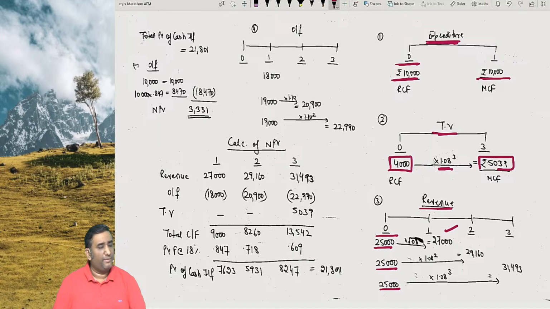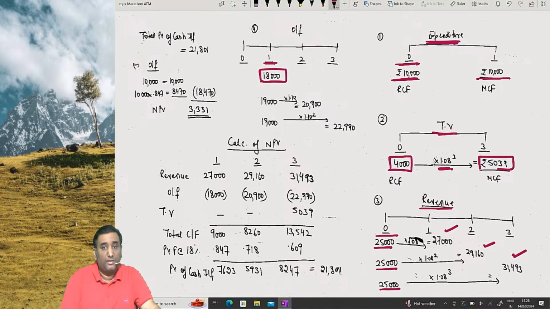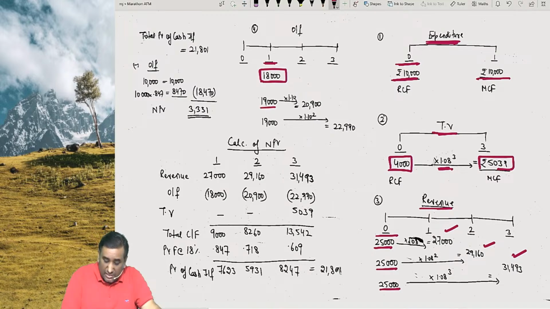Sir, why are we converting in money terms? Can't we do it in real? We cannot do it, because the discount rate is given in the money terms. It has to be solved in the money terms. 25,000, how many years of inflation? 2 years. And then 25,000, how many years of inflation? 3 years. Outflow 18,000 was already standing after what? 1 year. 19,000 is said.